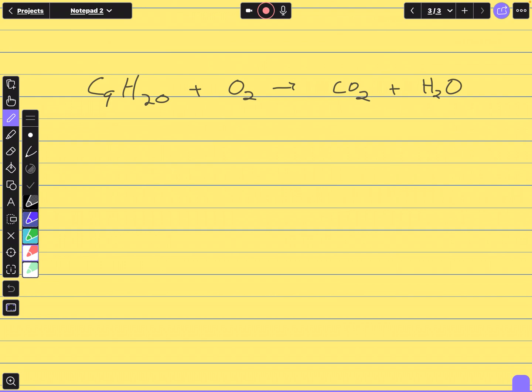Now this third reaction, this is a combustion reaction because I got O2 as a reactant, and I got CO2 and H2O as products, and a hydrocarbon to start off, C9H20. A hydrocarbon is something made up of carbon and hydrogen. And this is made up of carbon, hydrogen, and oxygen.